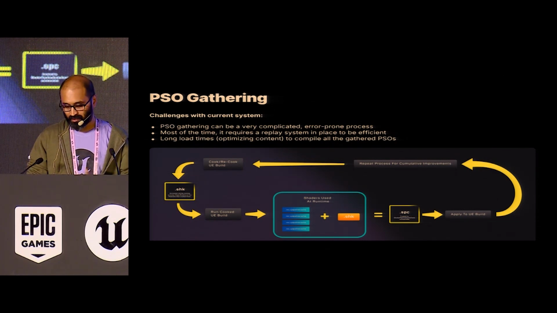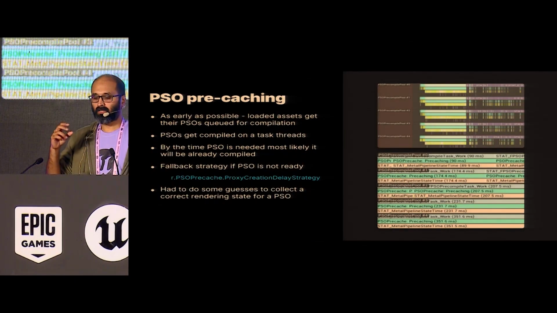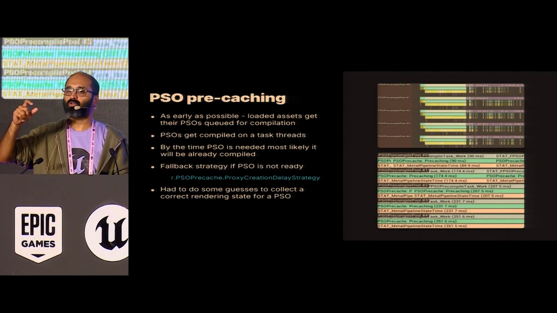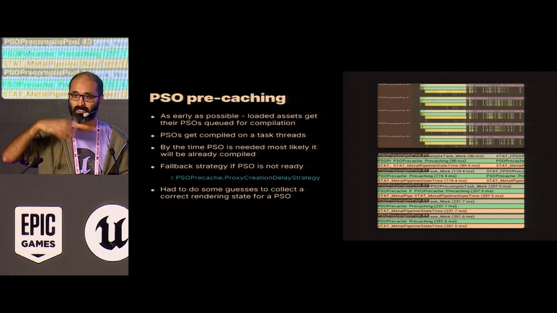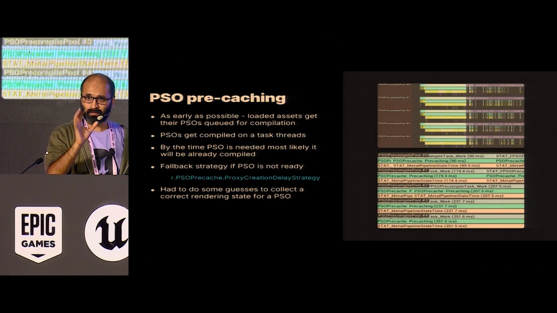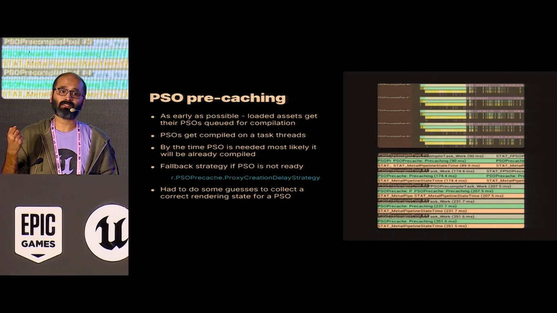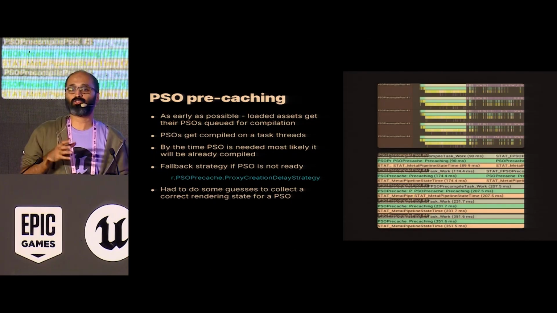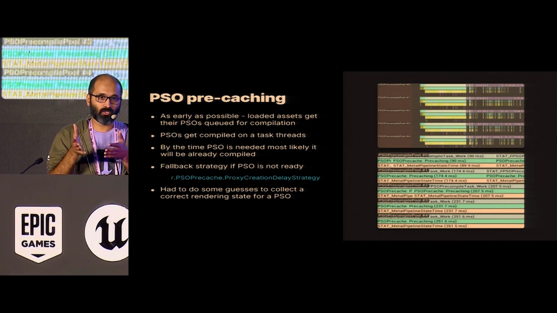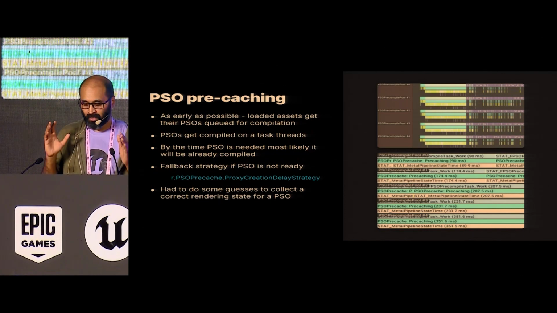Which is why PSO pre-caching helps quite a bit, because a few frames before you're able to hit that, PSO pre-caching comes in. It's able to pre-cache those shaders, and it's one of the biggest advantages. When you're doing PSO gathering, it also adds to your build size, because you're bundling all your caches along with your build. But with PSO pre-caching, your build size doesn't get any bigger.